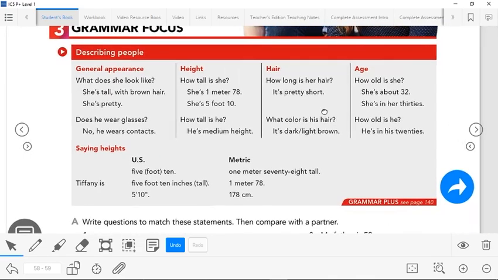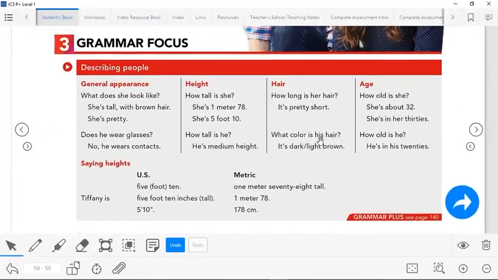And for today, we're going to be seeing how to describe people in different ways. Here we have a way to describe the general appearance. Something general. Okay, if they ask, what does she look like? You can say, oh, she's tall, with brown hair, and she's pretty. Or you can say also, she's short, with blonde hair, and she's really elegant. That's another way to describe her.